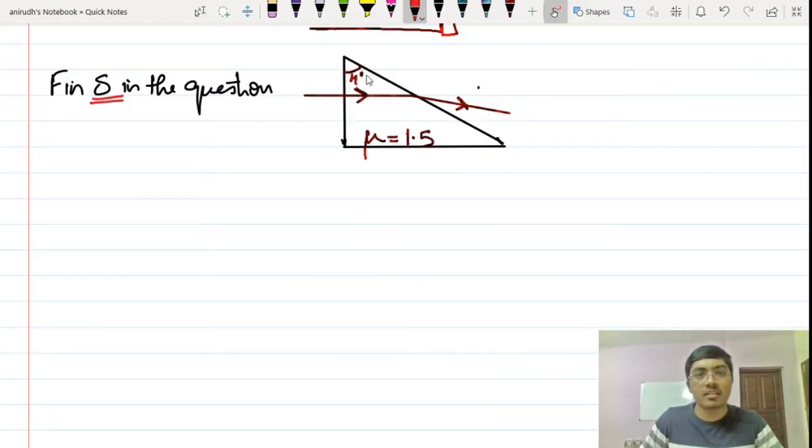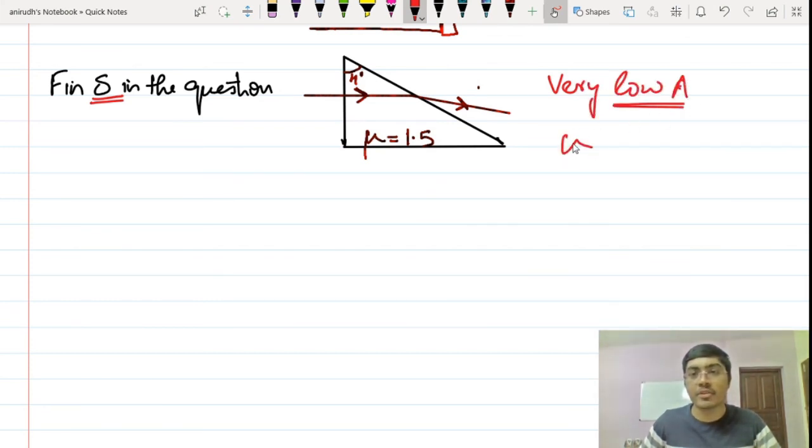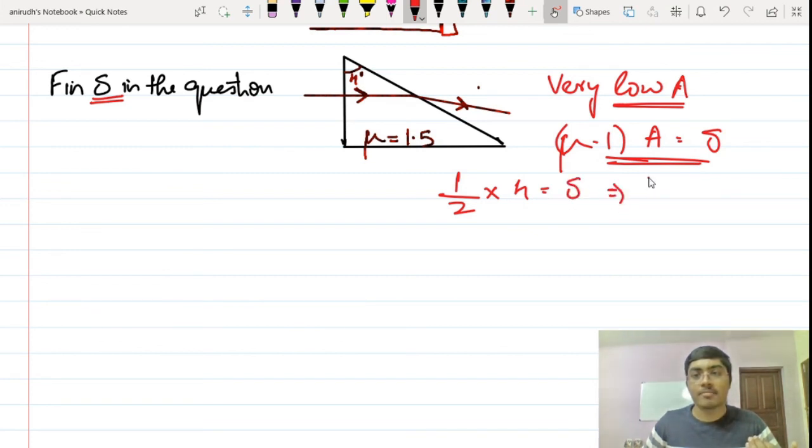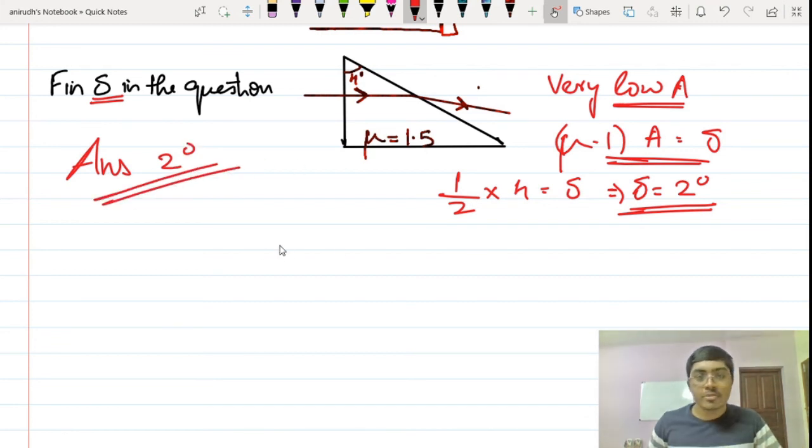And this particular prism has a very low angle, so very low A you can say. So that means you can simply use the equation mu minus 1 into A is equal to delta. Fine, this approximation can be done. You can simply use this equation. So mu minus 1, 1.5 minus 1 is 0.5, that is half, multiplied by A, which is 4, and that is equal to delta. So that implies delta is equal to 2 degrees. Fine. So the deviation suffered by this particular ray of light is 2 degrees. So the answer for this question is 2 degrees.